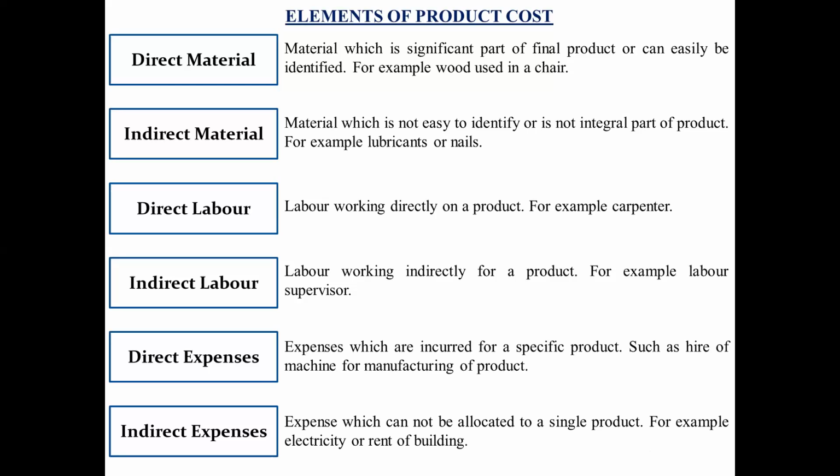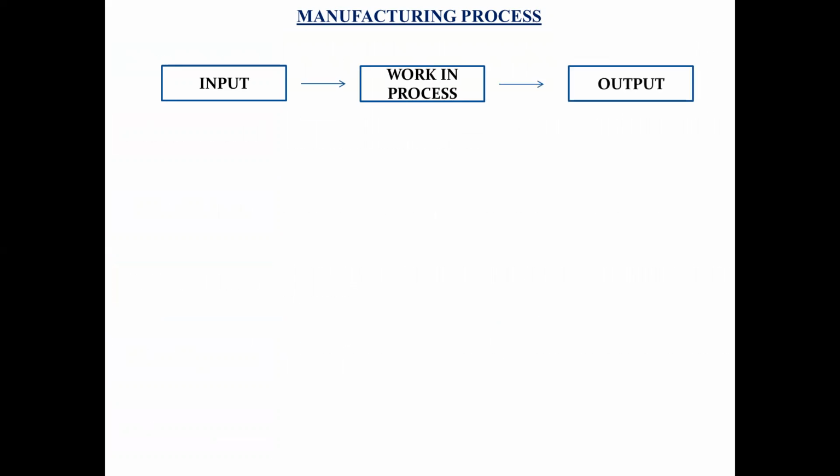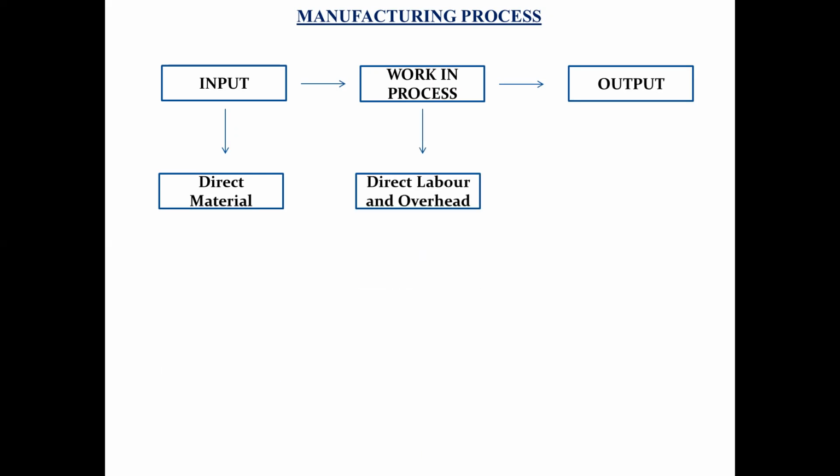Next, we'll see the manufacturing process. In any manufacturing process, the first thing is that we need an input. Then second, there is work in process, and third, we get an output. So in the manufacturing process, we normally use direct material as an input, and during the process, we use direct labor and overheads, and we get finished products as an output.